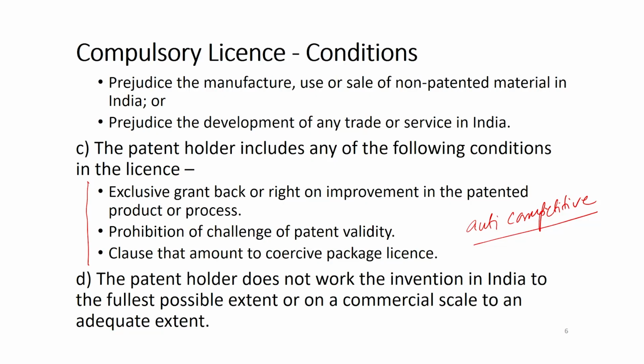The second is prohibition of challenge of patent validity. I understand that if I give my patented product to you and you start manufacturing and selling, in the process you may get to know more about my product and you may realize that the patent has been wrongly granted to me. In that case, you may challenge the validity of my patent. What I am doing, at the time of granting license to you, is imposing a condition that you will never challenge the validity of my patent. This is an abusive condition. This is an anti-competitive condition.